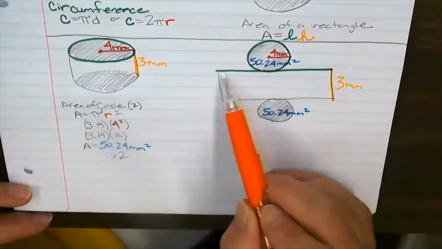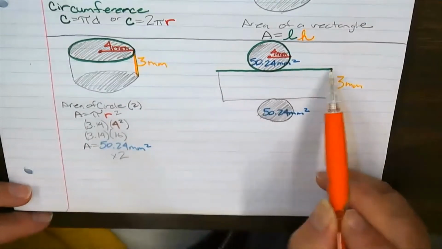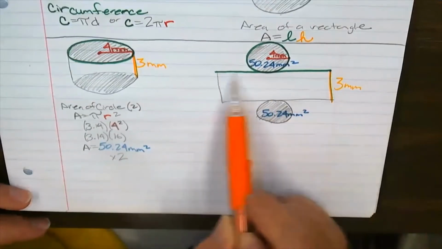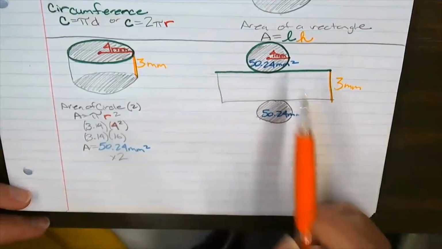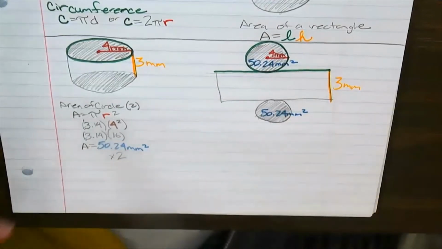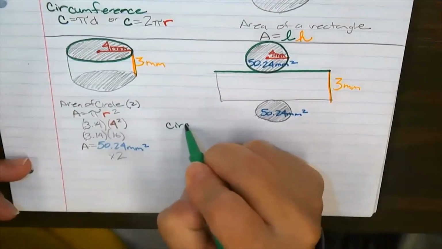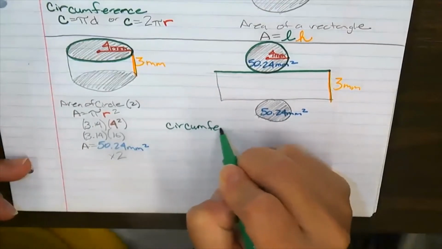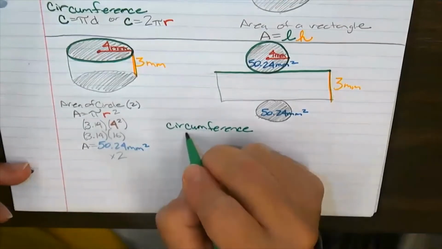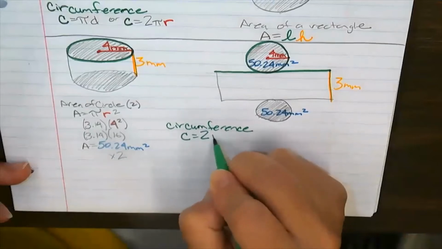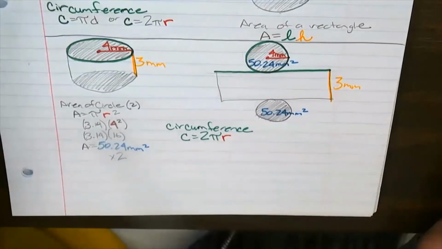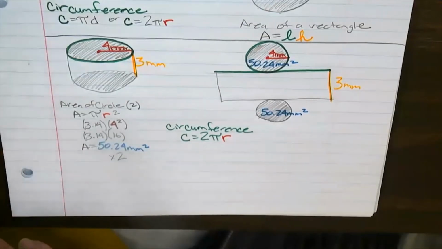Now, I need to find the area of my rectangle. But before I do that, I need to find the length here, which is the circumference. So I need to find the circumference. And I know the formula for circumference is 2 pi r. So now it's just substitution.